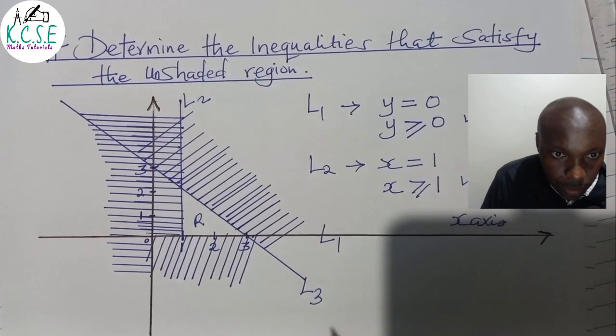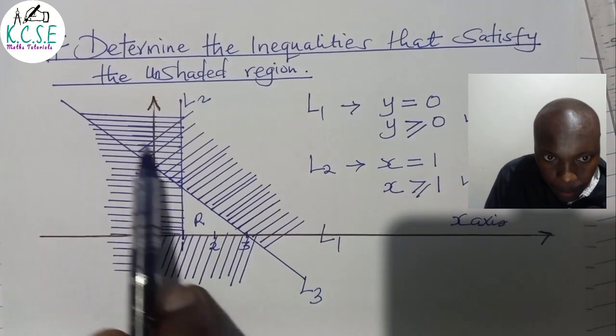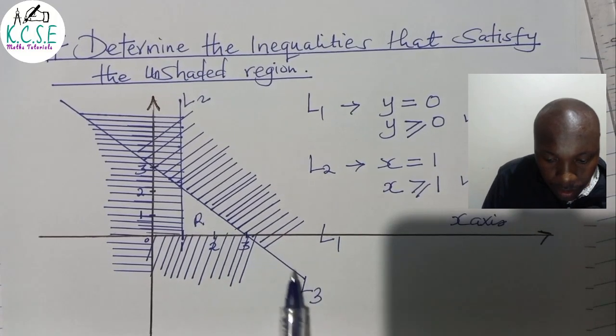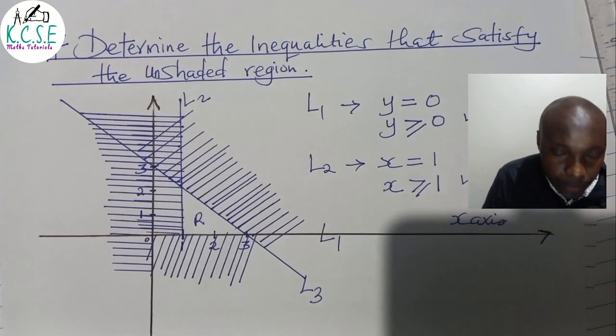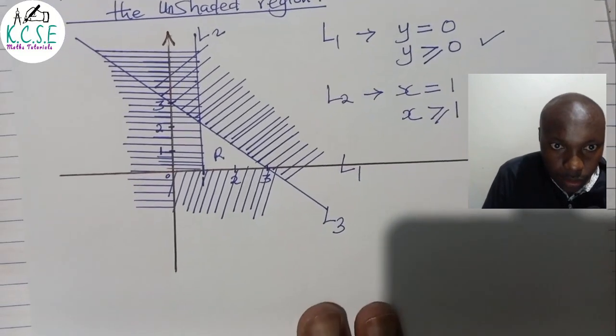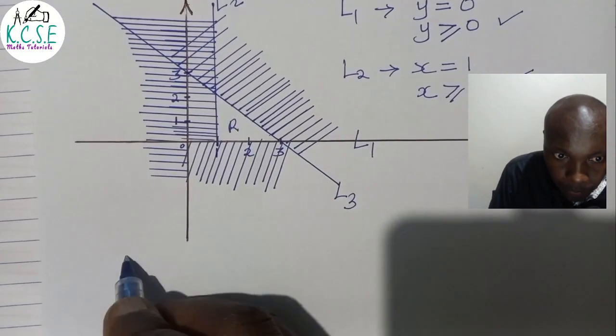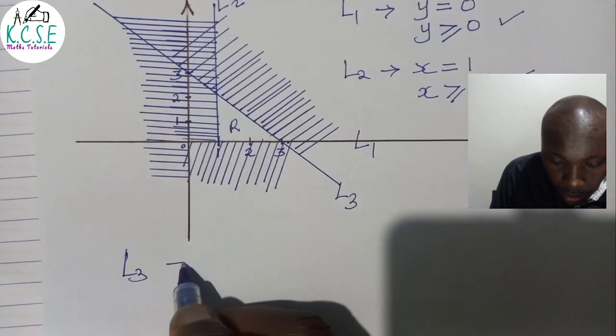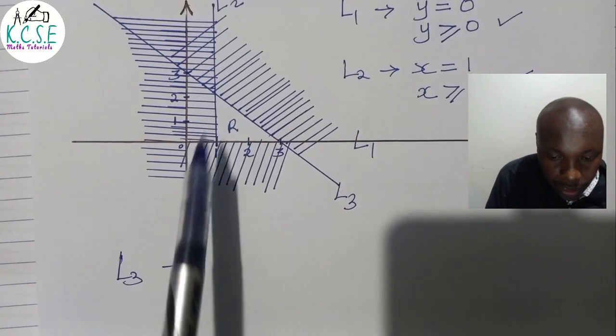Now we go to the last one. The last line is this line that is here. This is line 3. So line 3, I'm going to go down here. For line 3, we need to get the equation of line 3.